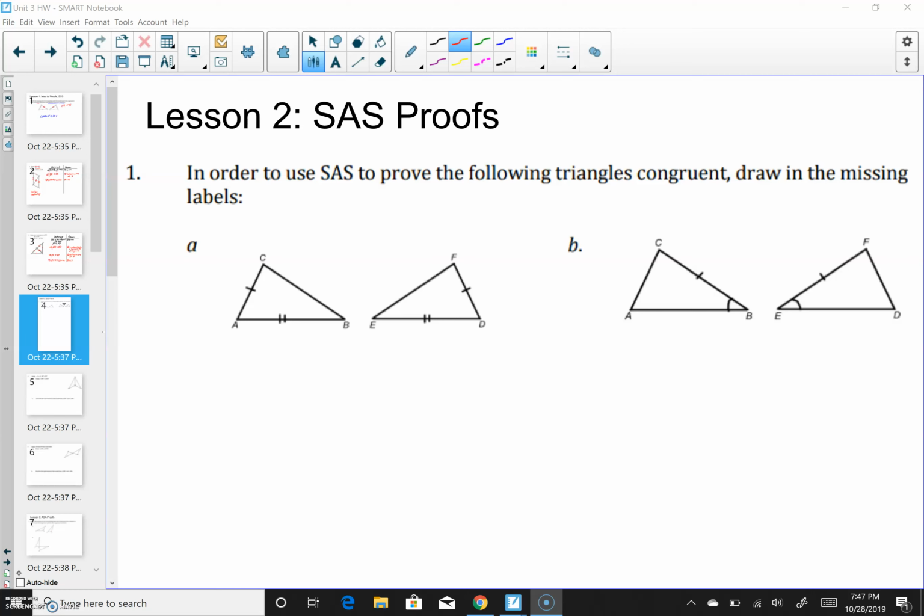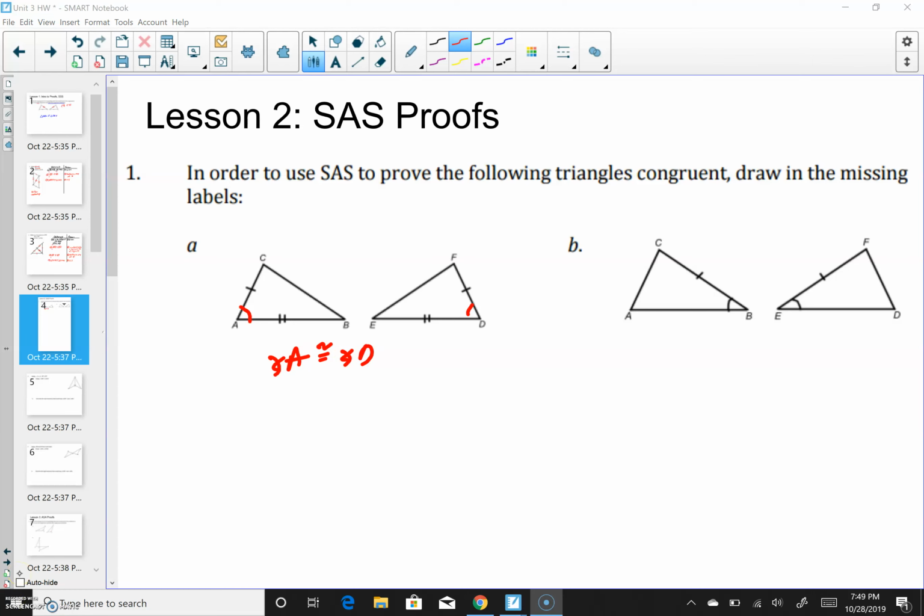If you look at picture A, they give you two sides, which means in order to get side angle side, and remember order is important, since our angle must be between our two sides, we're going to be looking at angle A being congruent to angle D. It would help if I put the A in there. Angle A is congruent to angle D.